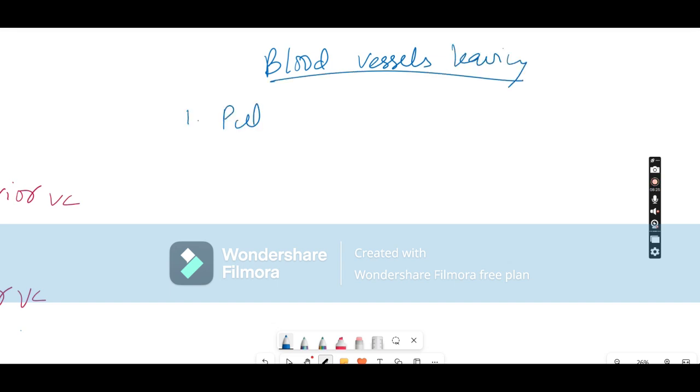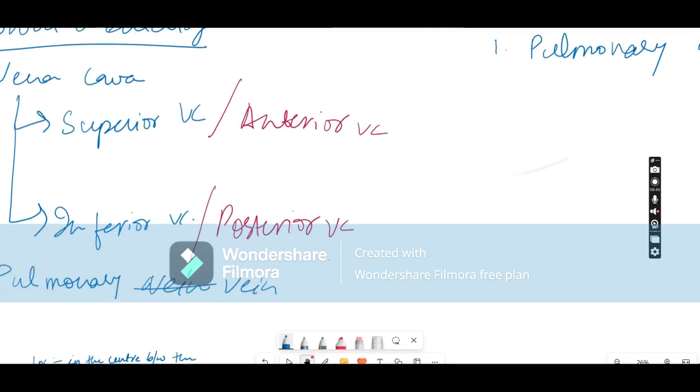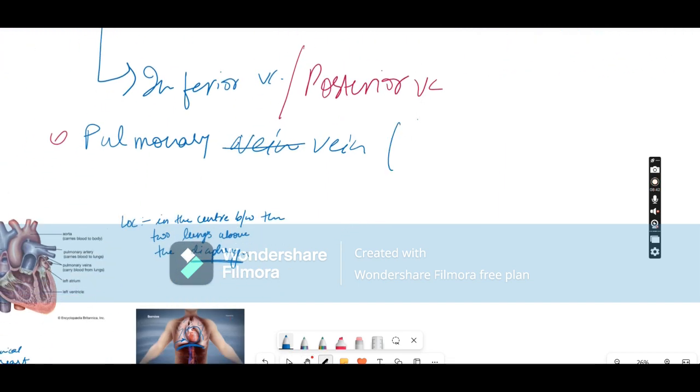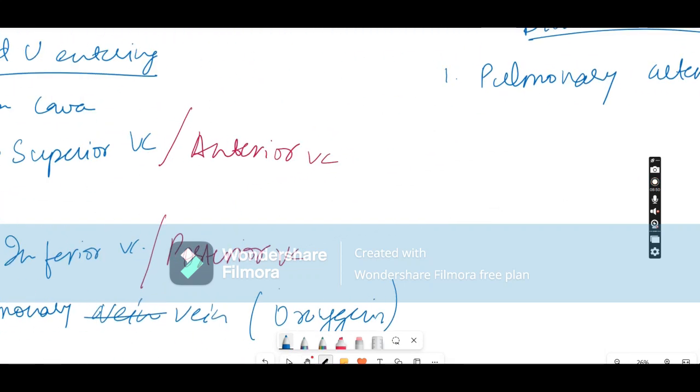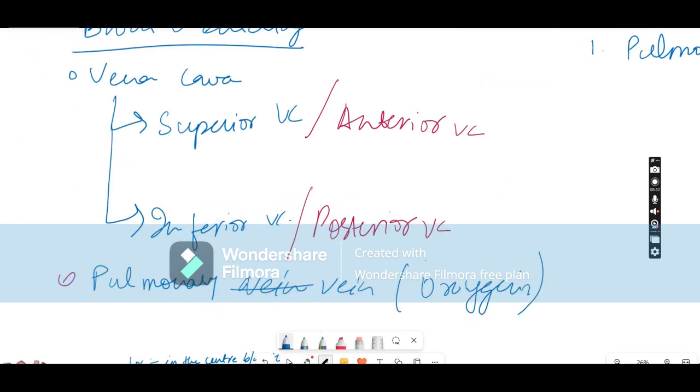We have the pulmonary artery, which contains deoxygenated blood. Now, why is that? We will talk about that later. This pulmonary artery and pulmonary vein. The vein is supposed to carry deoxygenated blood, whereas the artery is supposed to carry oxygenated blood. But this is an exception.